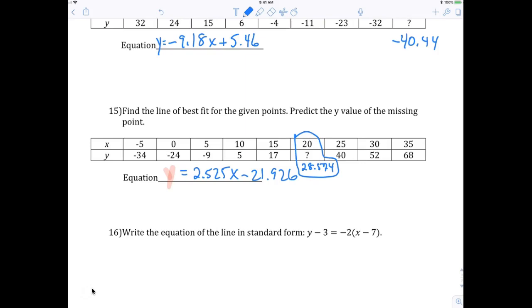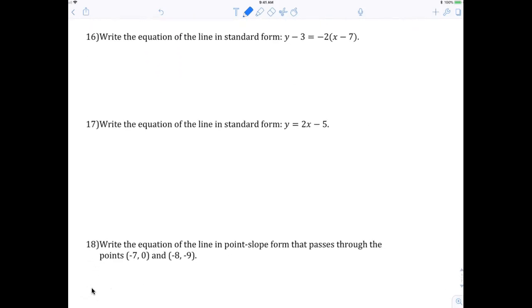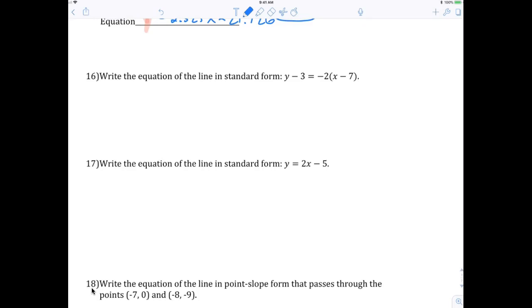Okay, here we go. Now, moving forward, guys, we got lots of work to do. Now, write the equation in standard form. Again, remember, standard form is ax plus by equals c.